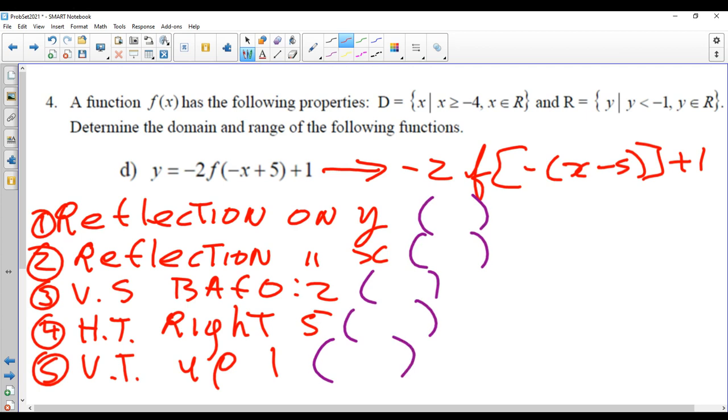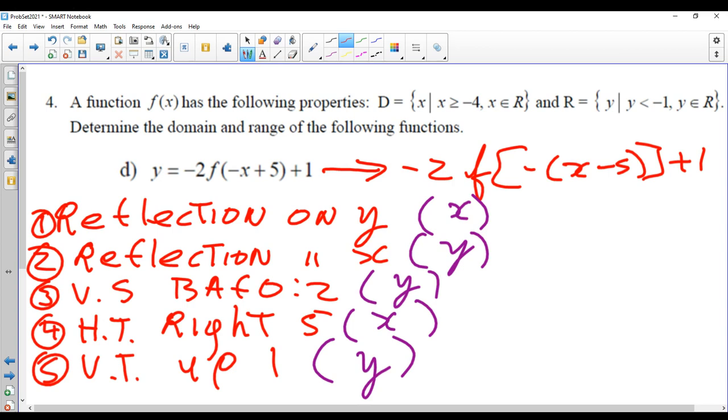So let's go down the list. Go ahead, AJ. The first one, reflection on the Y affects the X. Okay, give me something else now. Go ahead, Wanya. Next one affects the Y. Go ahead, Masumi. Vertical stretch affects the Y. The HT affects the X, and the VT affects the Y. Good stuff. So 5 things are going on.